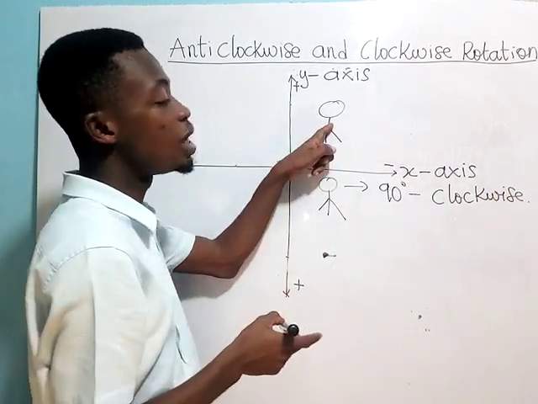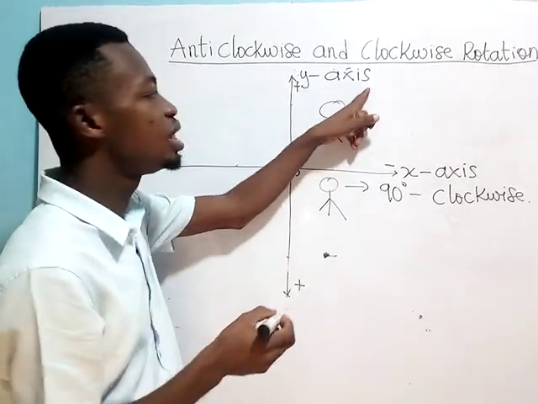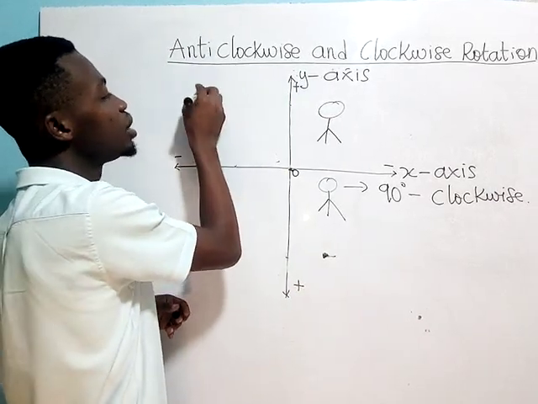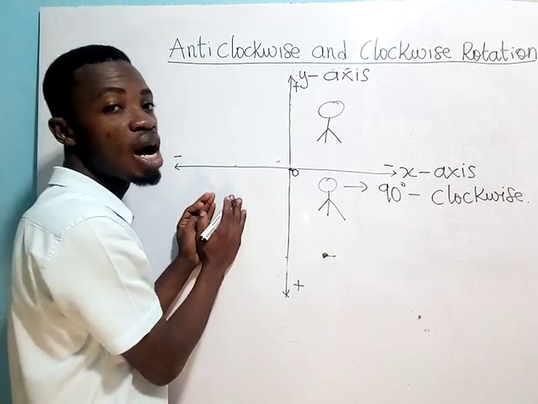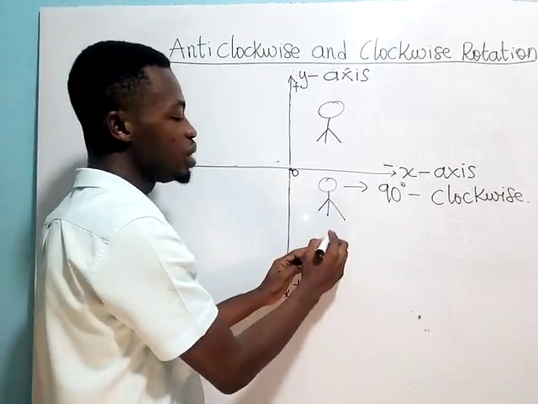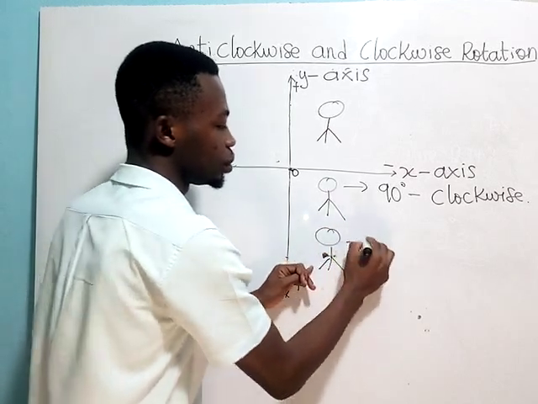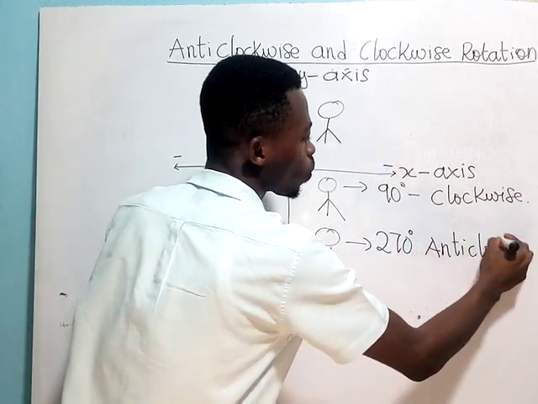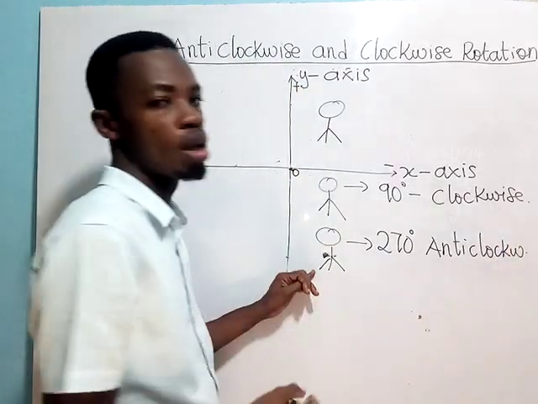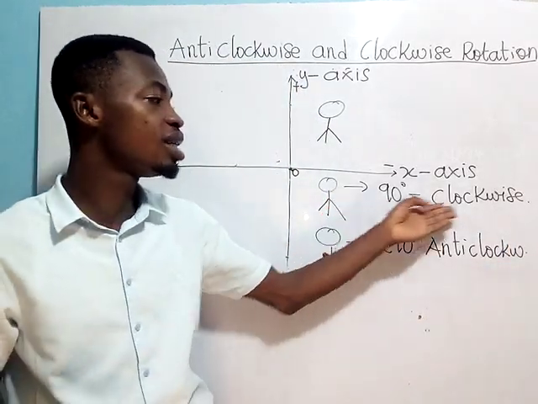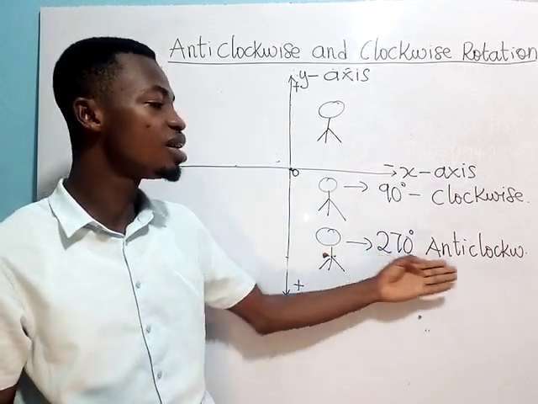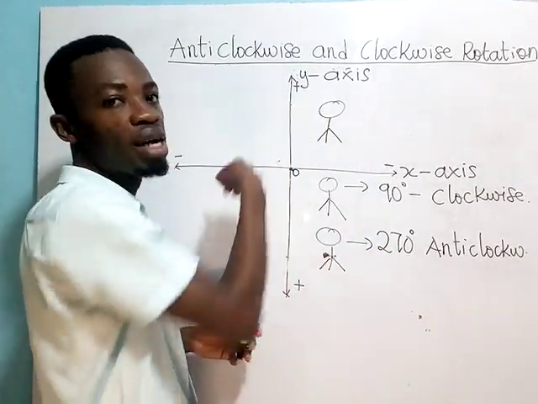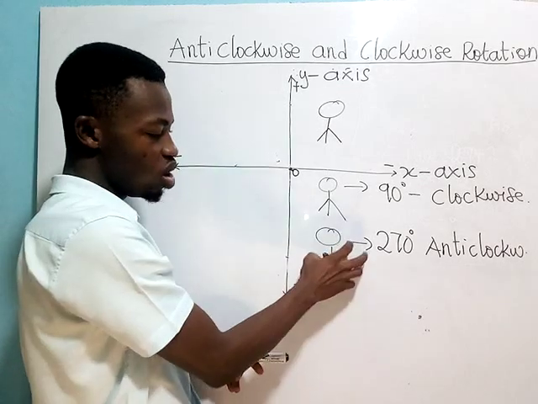Now, the same person wants to come here. Now he moves in the anti-clockwise direction. So here, first of all, this is 90 degrees anti-clockwise. He comes here 180. Then in the third quadrant, it becomes 270. Now, so you get to see that the 90 degrees clockwise and the 270 degrees anti-clockwise are the same. So in this manner is the clockwise. In that manner is the anti-clockwise. And they are all meeting at the same point.